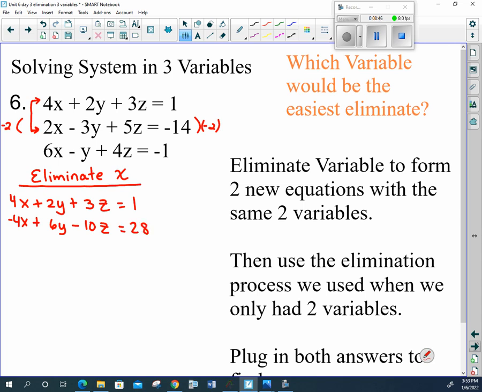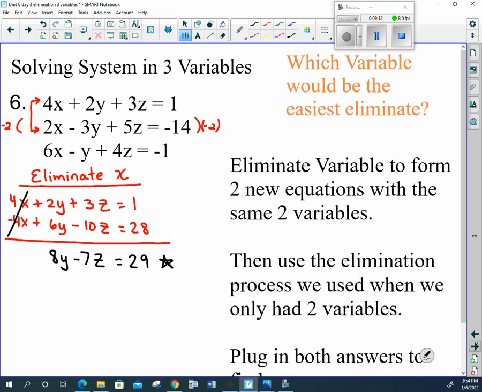Okay, and now I've got it set up so that the x's will eliminate. So I'm going to add those two together. The x's do eliminate. 2 plus 6 is 8y. And then 3 plus a -10 is -7z. And 1 plus a 28 is 29. Okay, I'm going to put a star by that equation. I'm going to come back to it in a minute.